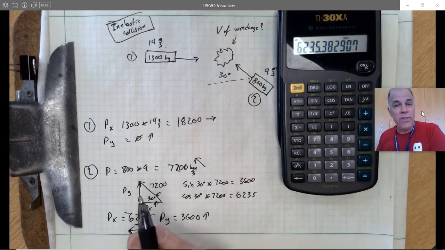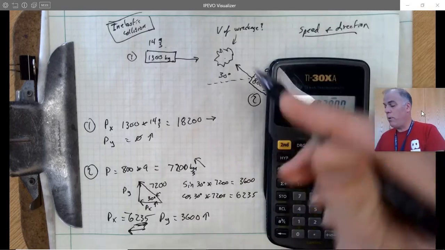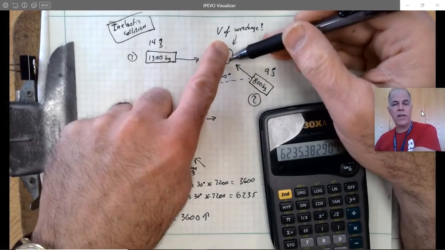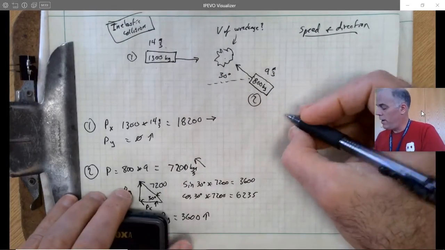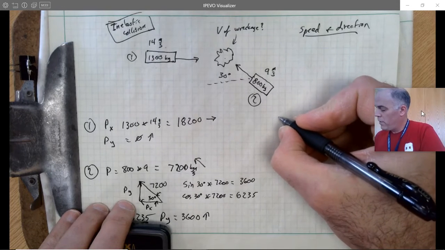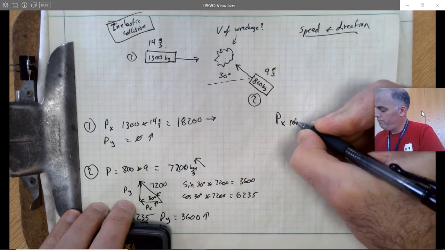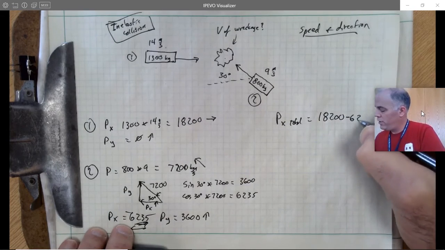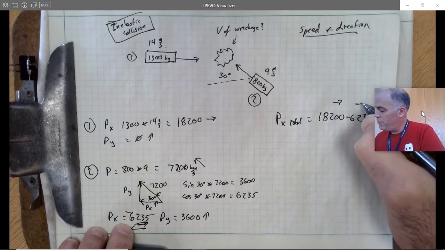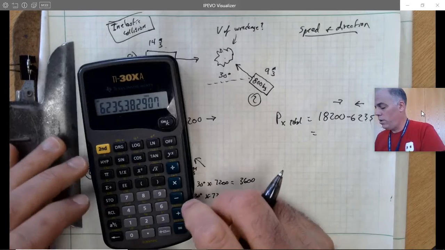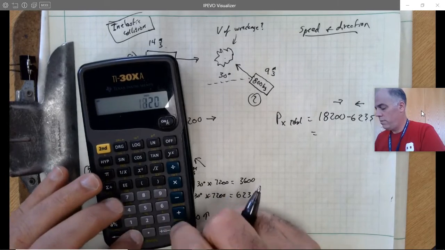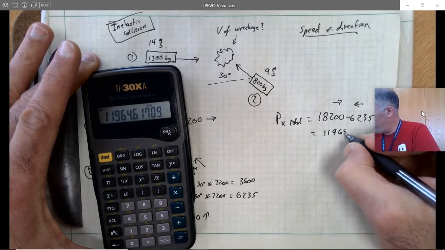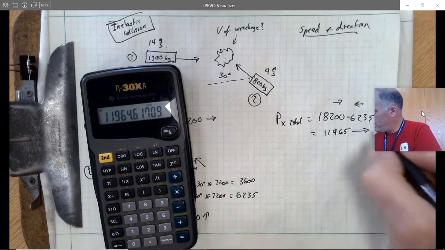So now we add these together to find the total momentum of the wreckage, because the momentum of the wreckage equals the momentum of the two cars that combine to make the wreckage. So we'll come over here and go for the PX total. That's the horizontal, which is equal to 18,200 minus 6235 because they're in opposite directions. That is going to equal 11,965, and it is in that direction.